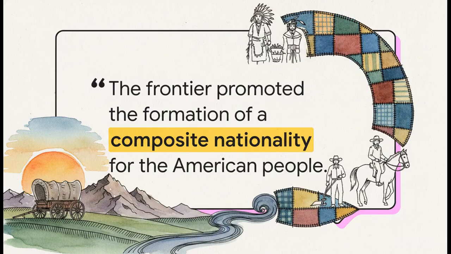I'm going to leave you with this provocative thought from historian Frederick Jackson Turner. He said, "The frontier promoted the formation of a composite nationality for the American people." It really makes you wonder, did the frontier merely act as a geography to be conquered, or was it the very process that forged the modern American identity we know today?